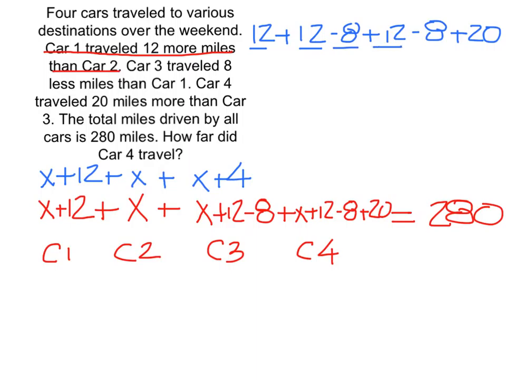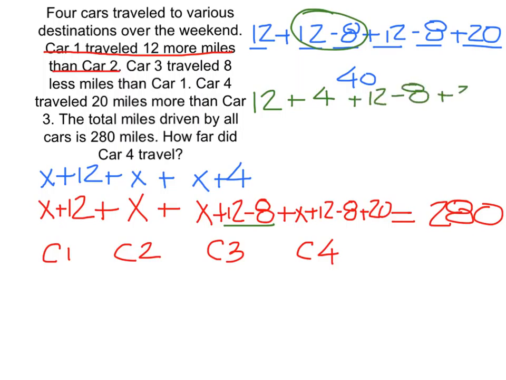16 plus 12. 28 minus 8 plus 20. Okay, now let's do this. We just went in here and did 12 minus 8 and came up with 4. So instead of 12 minus 8, we'll just put a 4 in there and go through and do everything else. 12 plus 4.